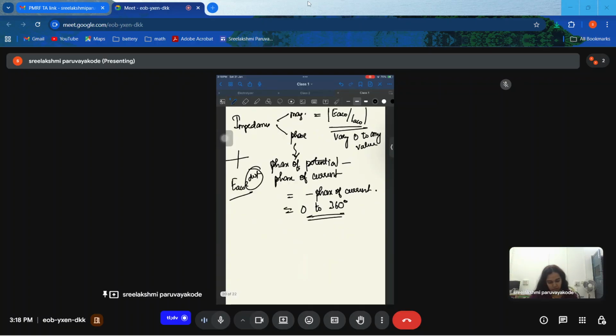Now, we also saw impedance as a magnitude and a phase. Magnitude is nothing but E_AC naught by I_AC naught, which can vary from 0 to any value, and the phase is the phase of the potential minus the phase of the current. The phase of the potential is usually 0 because that is our choice, so it is 0 minus the phase of the current, and this can vary between 0 and 360 degrees.